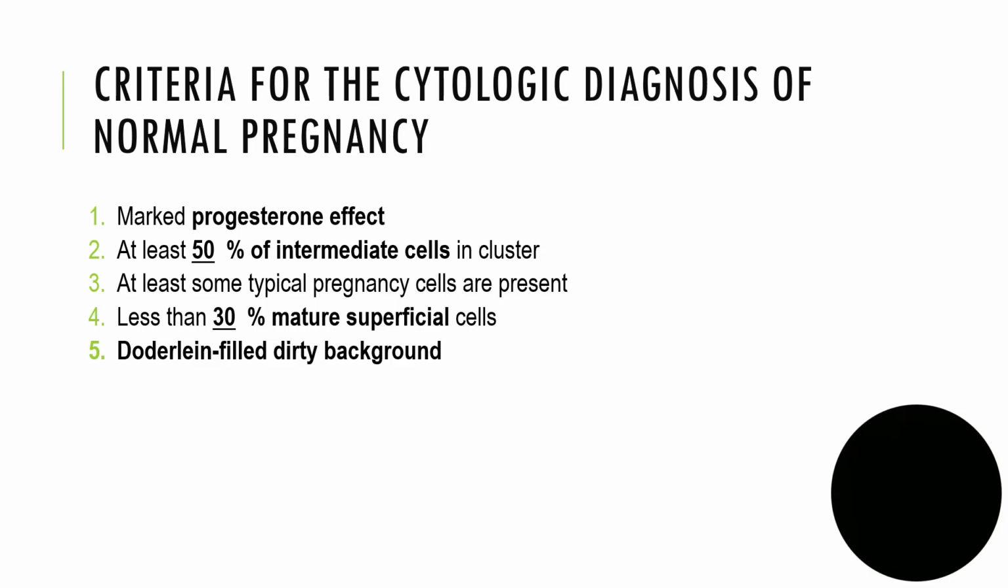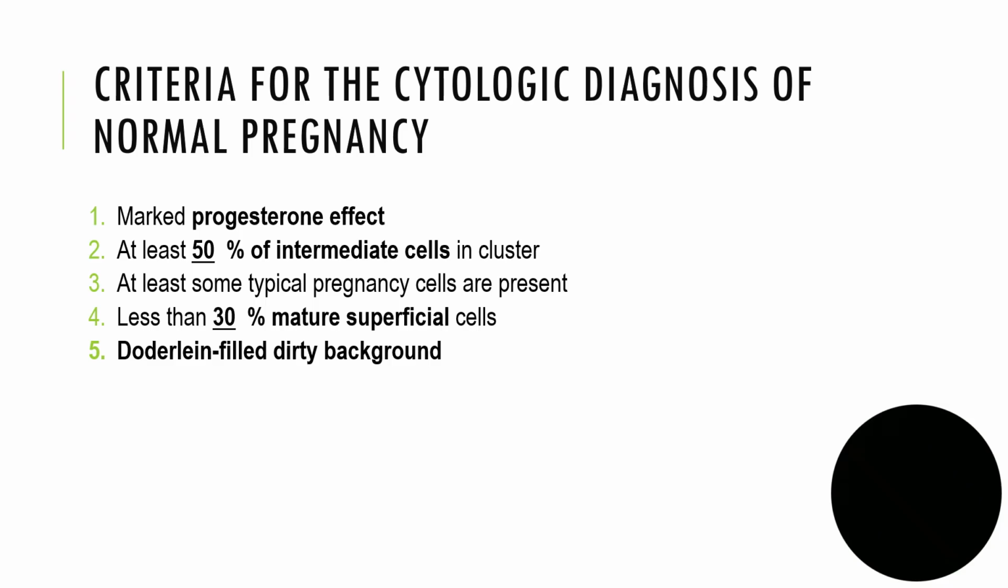Next, how do we recognize a normal pregnancy based on cytologic findings? There are criteria that must be met for a cytologic diagnosis of normal pregnancy. First, marked progesterone effect, reflecting the dominant hormonal milieu of pregnancy. Second, at least 50% of intermediate cells should be in clusters. Grouped cells are a characteristic finding in progesterone-dominated smears.